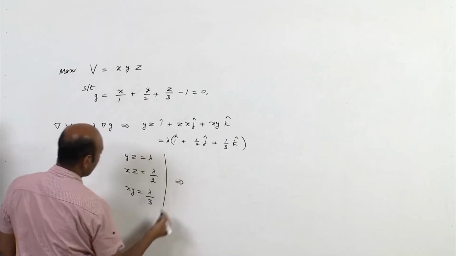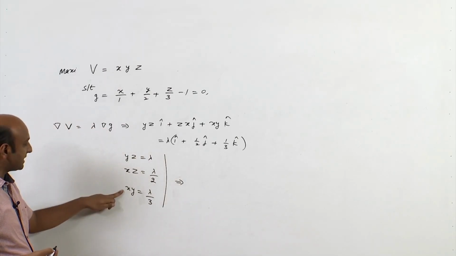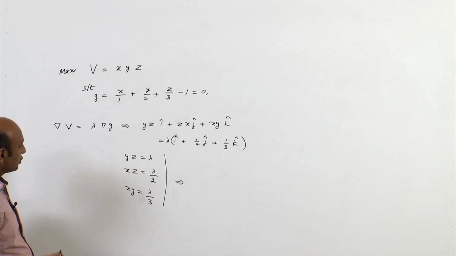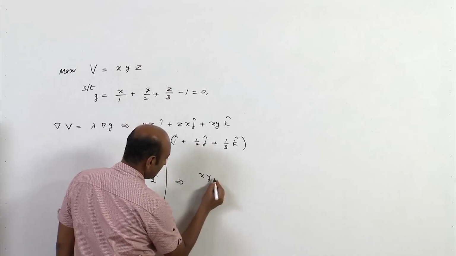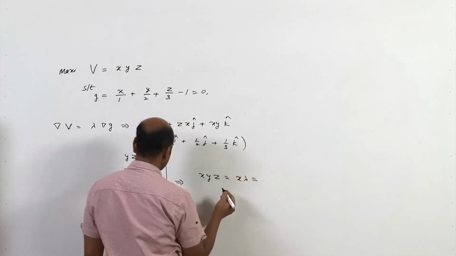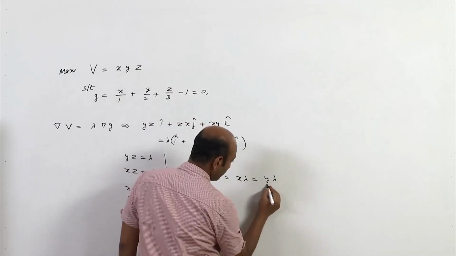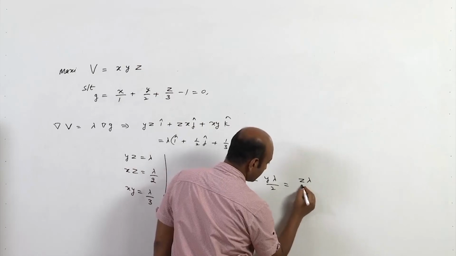Now from here what do we obtain? You multiply this by x, this by y, this by z. Okay. So what you will obtain? xyz will be equal to x lambda will be equal to y lambda by 2 will be equal to z lambda by 3.